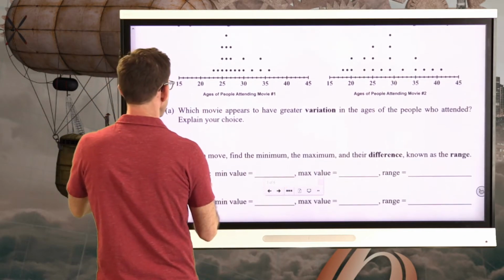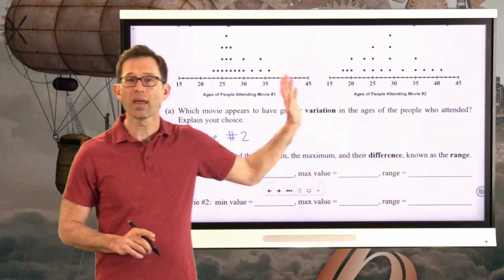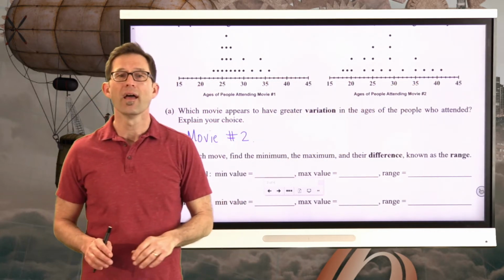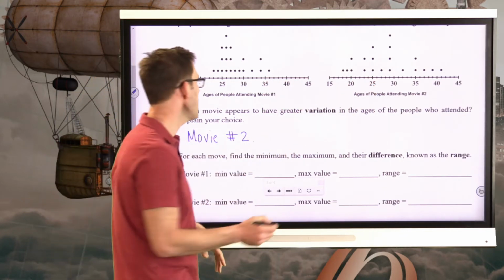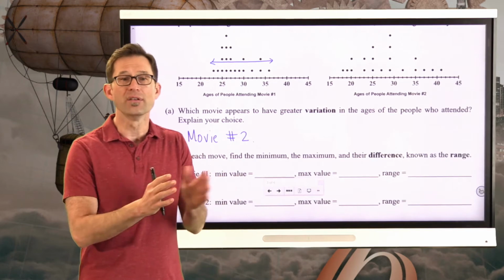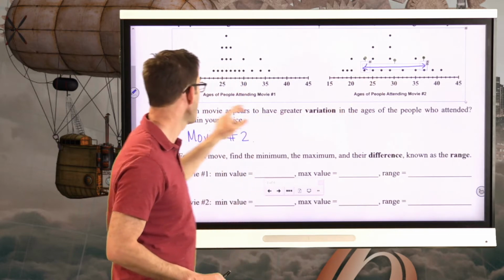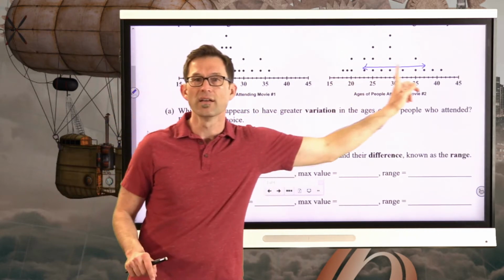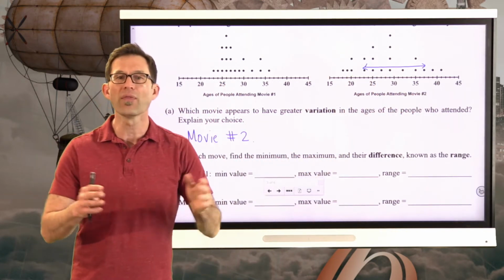Right, let me bring this up just a little bit. Now, how you would explain that, well, that's a little bit up to you, right? For me, it's as simple as this. They take up more of the number line. Literally, the data set is wider for movie 2 than it is for movie 1, right? The ages for movie 1 just go this wide. That's how wide of a distribution of ages we have. If we bring that over here, just as a comparison, this data takes up way more space on this number line. And we oftentimes talk about the width of a data set.